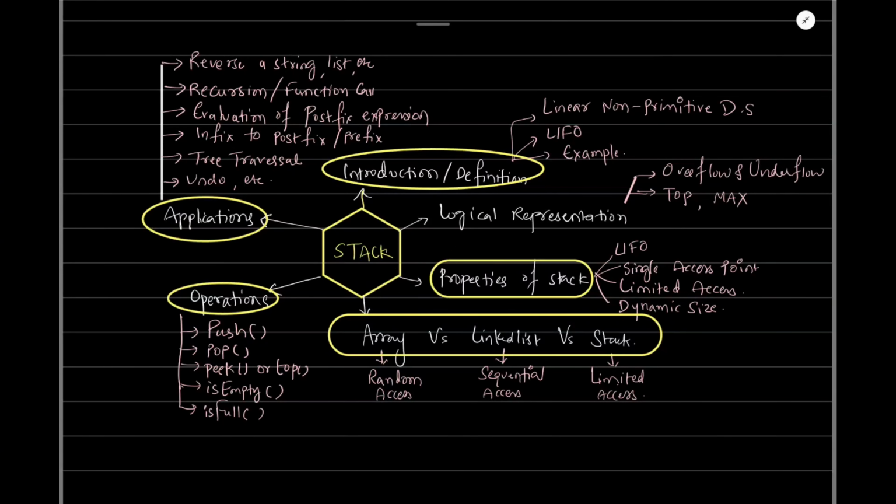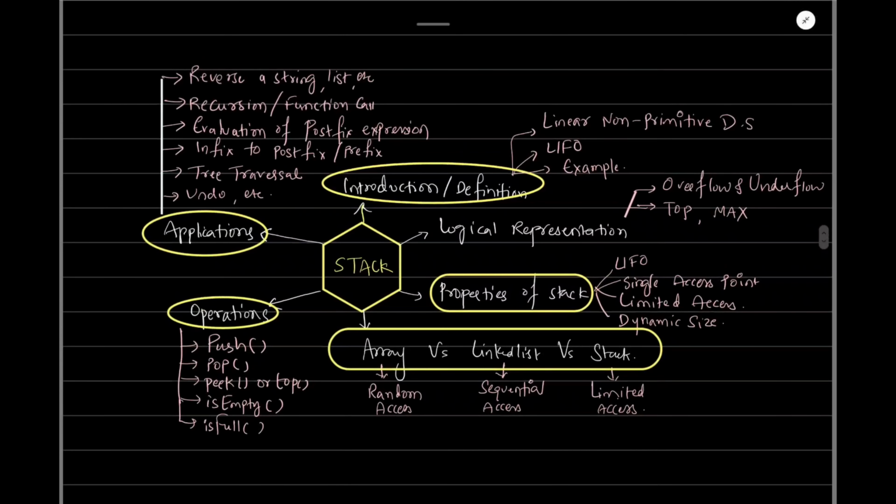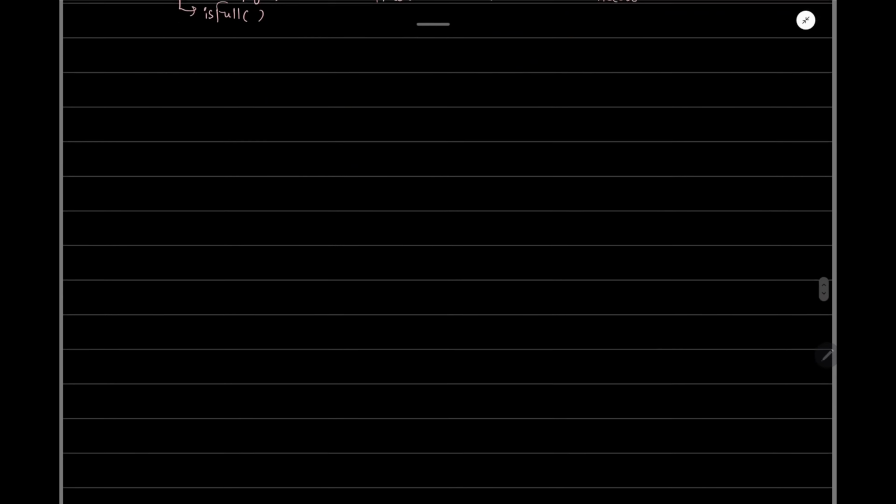In this video, let's talk about the stack. So firstly, let's understand the definition of it. So simply we can say like this: a stack is a linear non-primitive data structure.